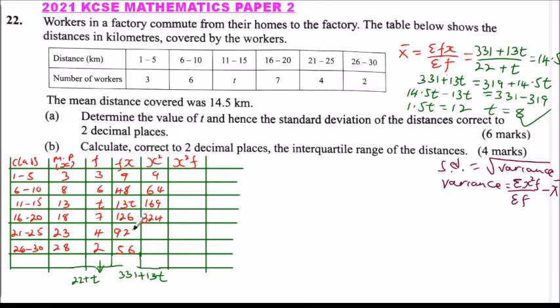You square 23, 23 squared, you get 529. That 28, you get 784. All this you can do with your calculator to make it work faster. So you multiply now x squared multiplied by f. So this will give us 27. You multiply 6 by 64, you get 384.